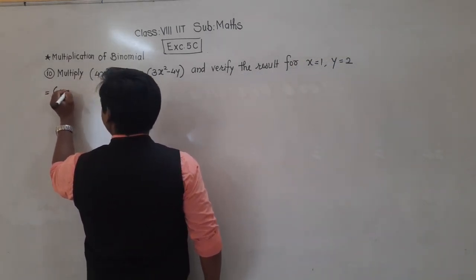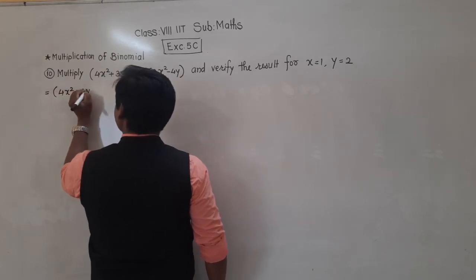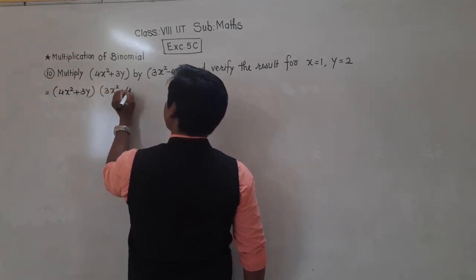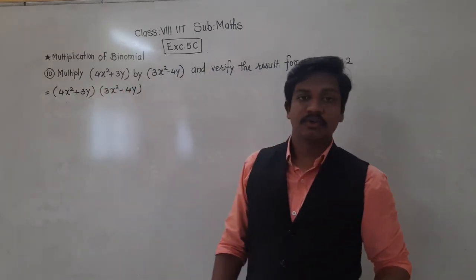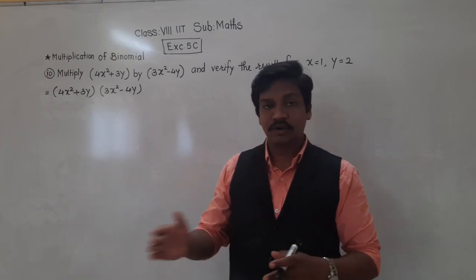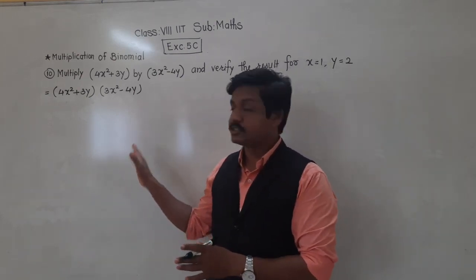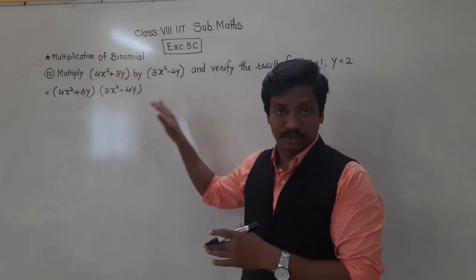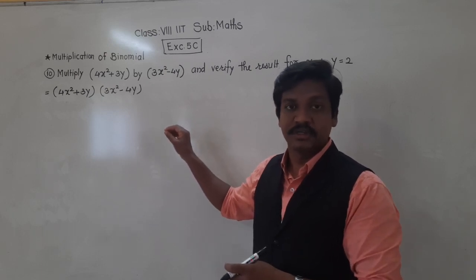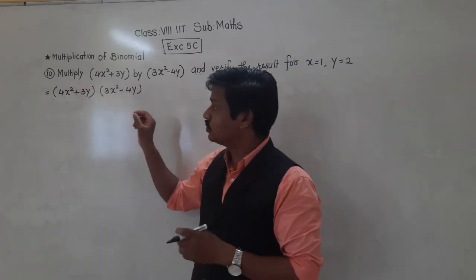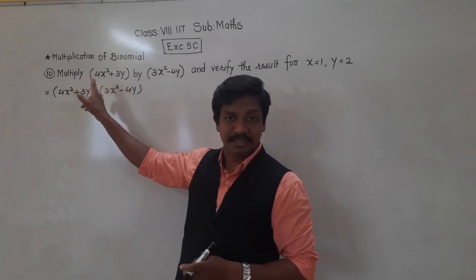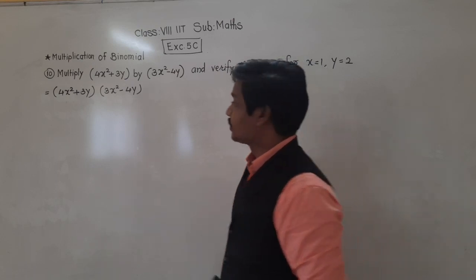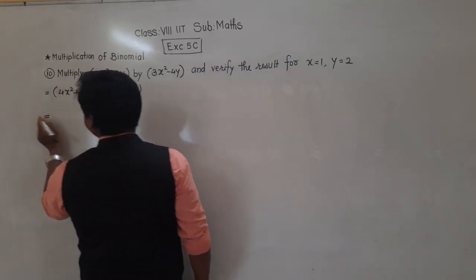First bracket is 4x square plus 3y multiply by 3x square minus 4y. See here students, while copying the question from the textbook or from the question paper, be careful because in this type of question there is a possibility of getting it wrong while copying. Okay, if you make a mistake in copying any symbol, if instead of plus you write minus, then the whole answer gets wrong, the whole solution gets wrong. Okay, so be careful about that.